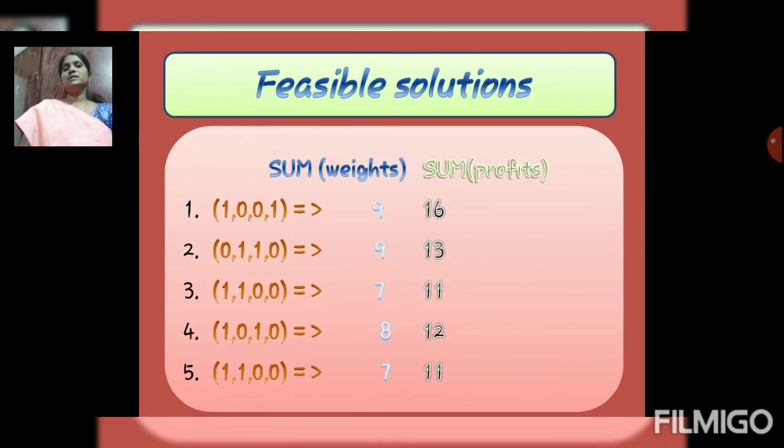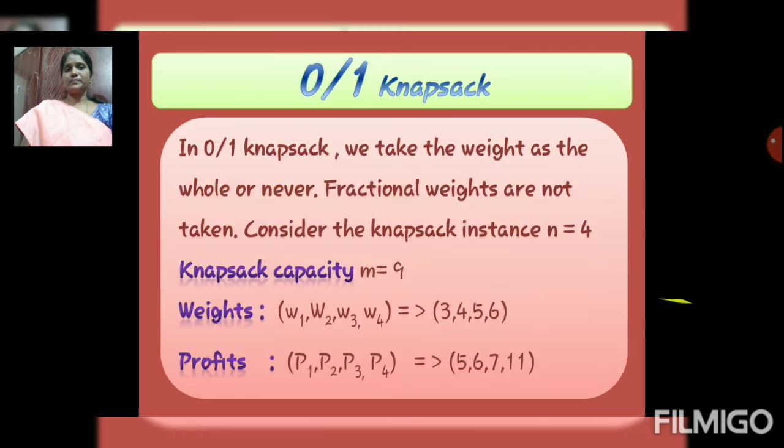These are the feasible solutions. We take the first item and the last item and ignore the second and third. The weight we gain is 9, and we know the capacity is 9. The sum of the profit is 16. The second feasible solution would be 0, 1, 1, 0. The sum of weight would be 9 and the sum of profit would be 13. Remember, this is the problem.